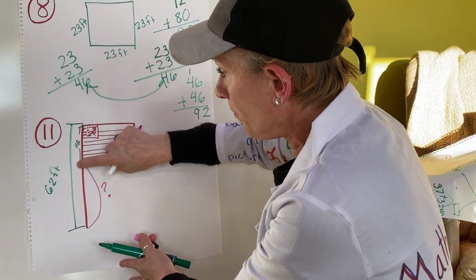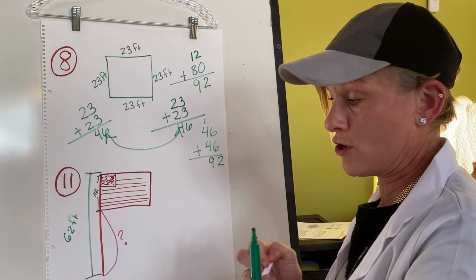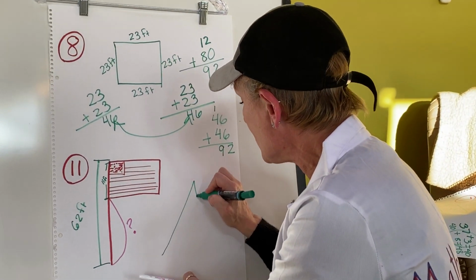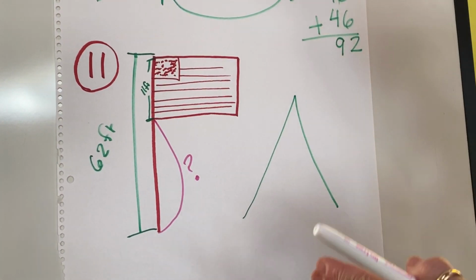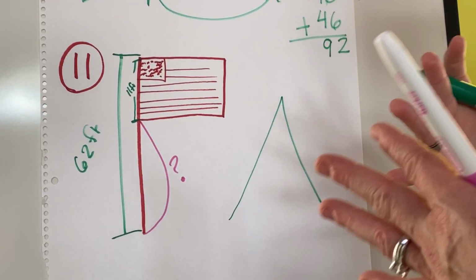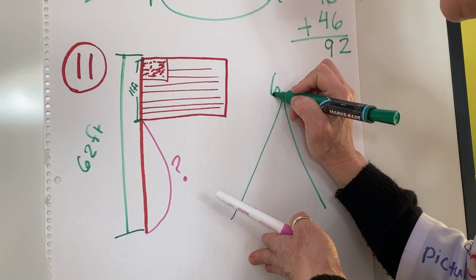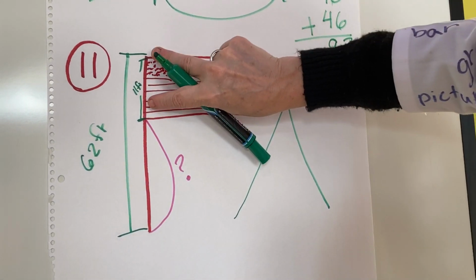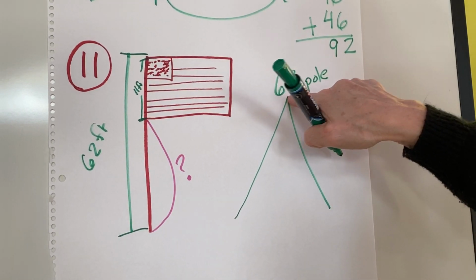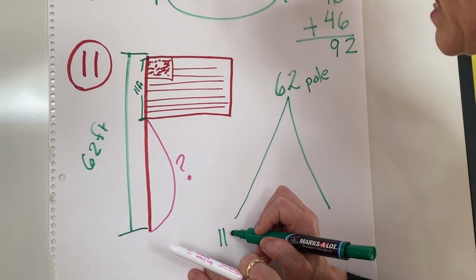The whole pole is 62. We know the total, friends. Here we go. We know the total. We're not adding 11 feet. We're saying the total is 62 feet. That's the whole pole. The part the flag covers of that 62 is 11 feet.